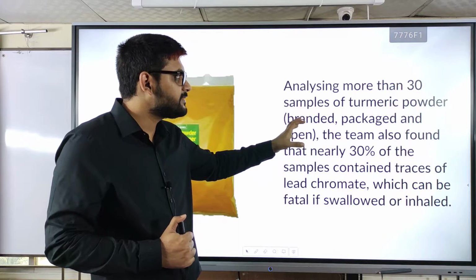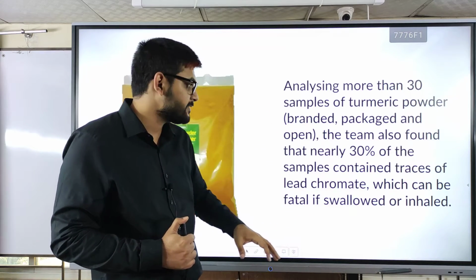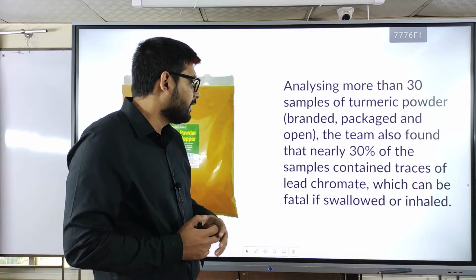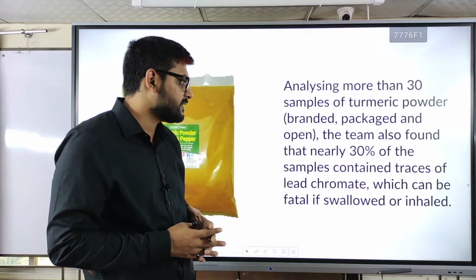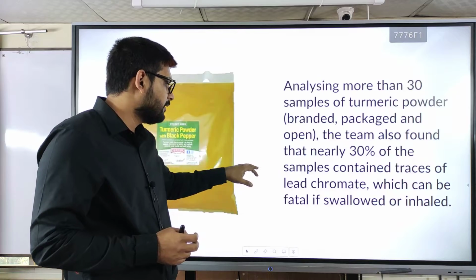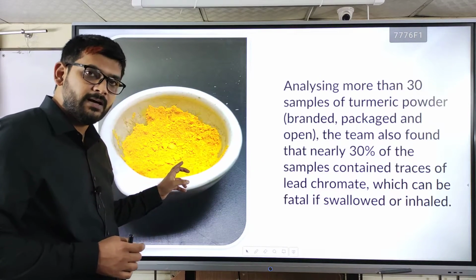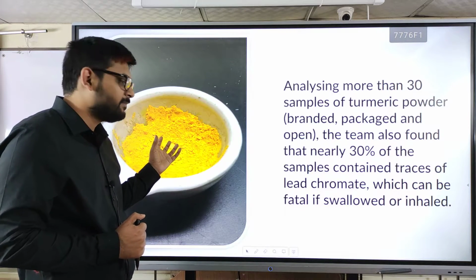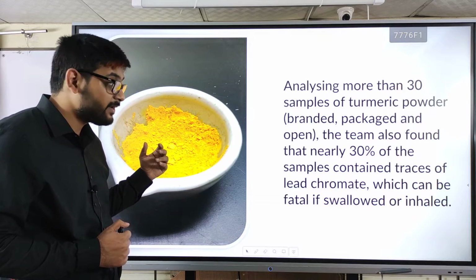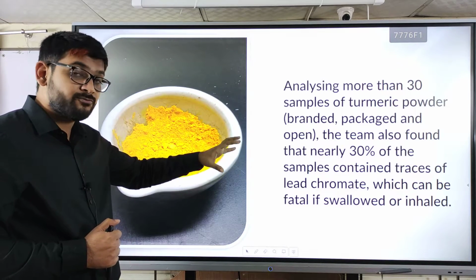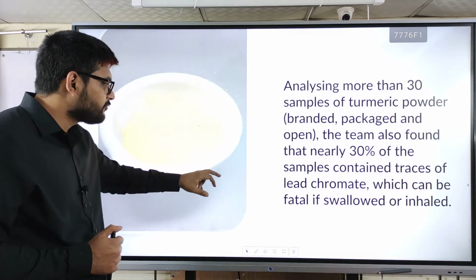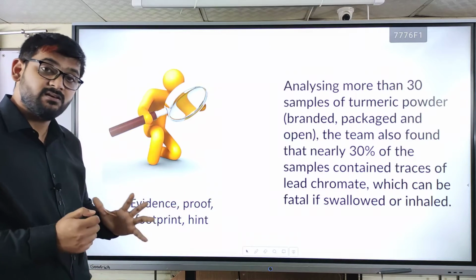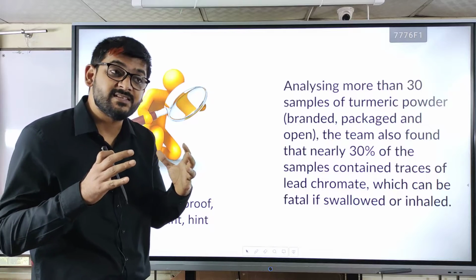So among these 30 samples, the team also found that nearly 30% of the samples contained traces of lead chromate. What is lead chromate? Lead chromate is a chemical compound that looks almost like turmeric powder, but this is very fatal when we consume it. Okay. Lead chromate, they found traces of lead chromate. What is a trace? Trace means evidence, proof, footprint, hint, or sign of something, sign of the presence of something.